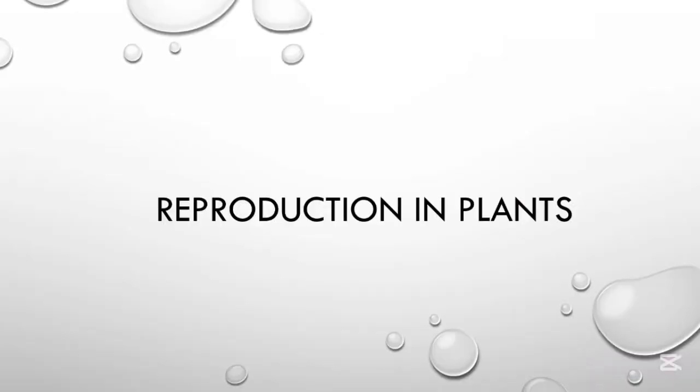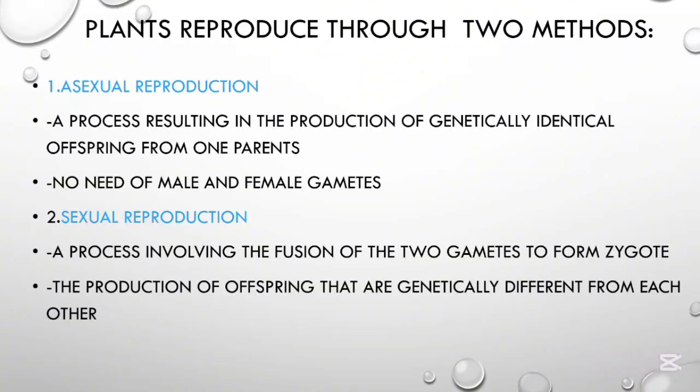So in this video we are going to study reproduction in plants. Plants reproduce through two methods. Number one is asexual reproduction and number two is sexual reproduction. Asexual reproduction means a process resulting in the production of genetically identical offspring from one parent.